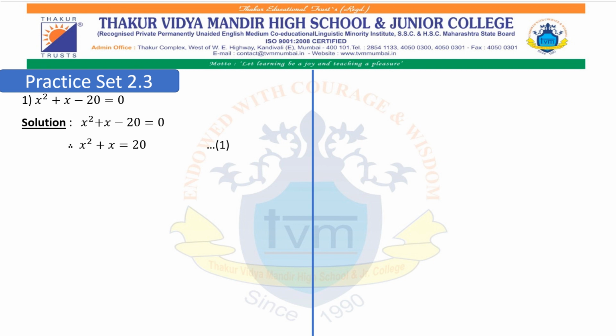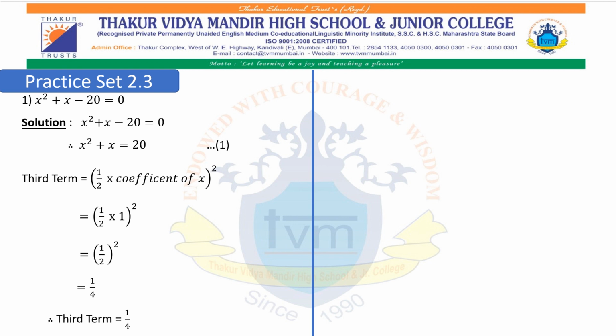Now after this we will try to find out the third term, and the formula for finding the third term is half into coefficient of x, the whole square. Here the coefficient of x means the coefficient of the linear term. Coefficient of the linear term is 1. Therefore we will write 1 upon 2 into 1 the whole square, which can further be written as 1 upon 2 the whole square, which will be 1 upon 4. Therefore the third term value is 1 upon 4.